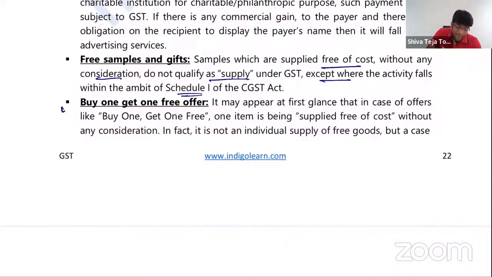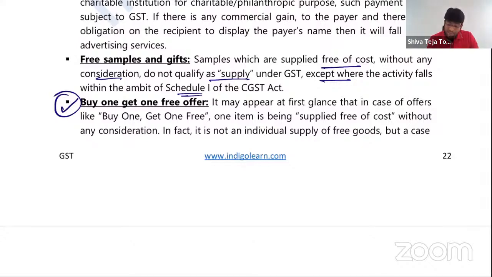Then finally, buy one, get one free offer. So ultimately, we are all Indians. We love offers. If somebody says 50% discount, we feel extremely happy. And whenever we see buy one, get one free, initially it looks like, wow, one is coming free. But actually, it's not free. Because what they do is basically combine the price of two products and give the other one free. That's how they do business. Who will give free, boss?